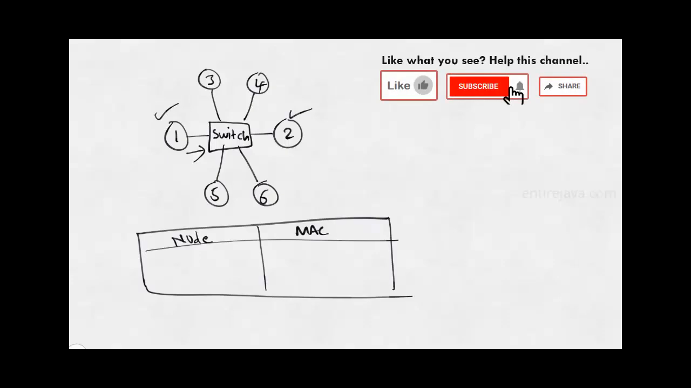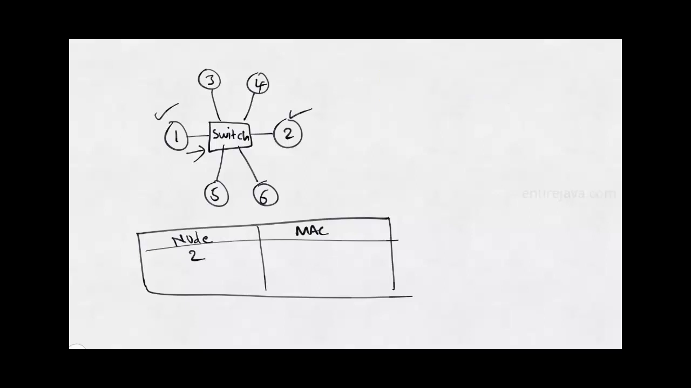So now the switch will take a note of it in a table: node number 2 and its associated MAC address. What is a MAC address? MAC stands for Media Access Control. It's a unique physical address associated with each node in the network. Whenever a packet is sent from node number 1, the packet has to have some information about the destination MAC address, so that the destination will be identified by network components to deliver it.